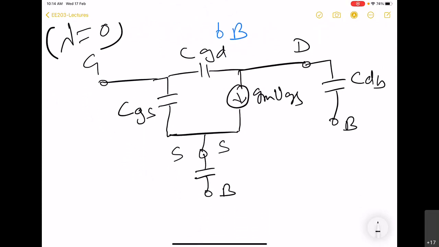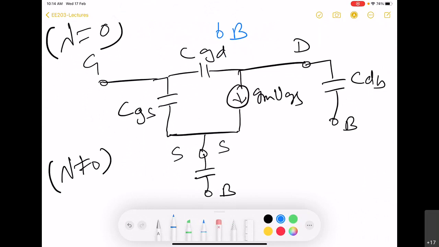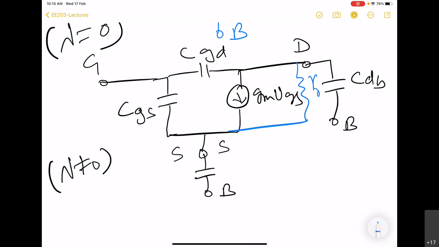Now we have this third model. The two models that we discussed were for low frequency, without channel length modulation and with channel length modulation. Now for high frequency, this is our first model. Similarly, when lambda is not equal to zero, then R naught will be there between drain and source. But we will not include channel length modulation in the analysis of the circuit we are going to discuss, because including it will make the circuit a lot more complicated. Pen and paper analysis will be very difficult.